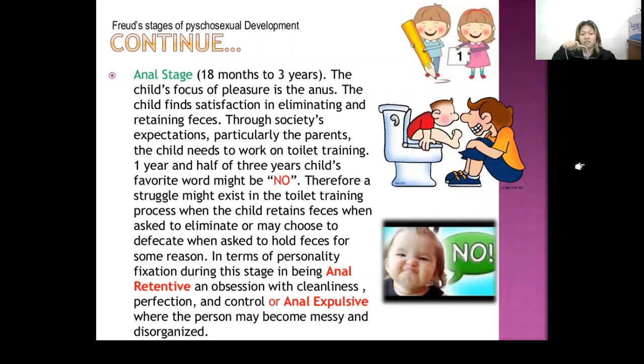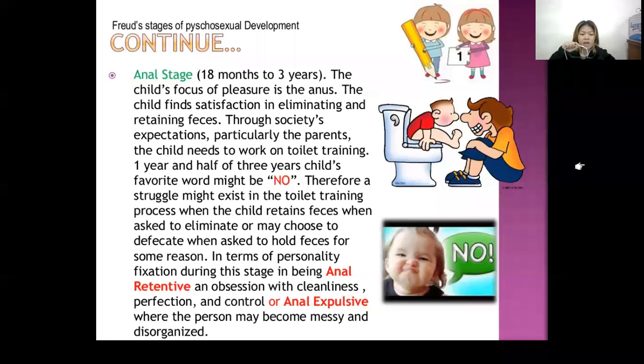Therefore, a struggle might exist in the toilet training process when the child retains feces when asked to eliminate or may choose to defecate when asked to hold feces for some reason. So if you are used to letting a child hold on to defecating, doing number two, it can also have an effect in the long run. Okay? In terms of personality fixation, may mga fixations din yan.